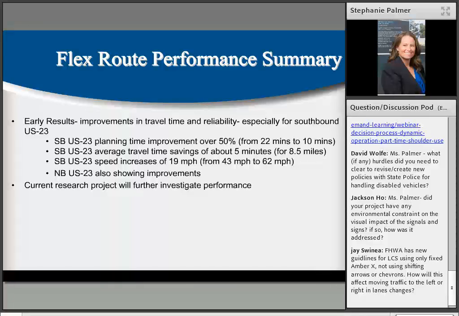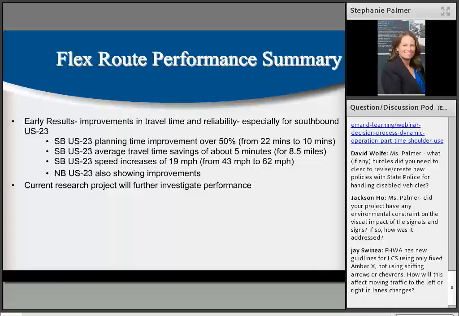But overall, we've seen some pretty good improvements, especially for southbound, because that does open up into additional lanes. We have seen an improvement in planning time of over 50%. What took 22 minutes to prepare for a drive of this 8.5 miles, you used to have to assume 22 minutes if you needed to get there on time. You can now do that in 10 minutes. We've also seen average travel time savings of about 5 minutes, and speed increases from 43 miles per hour to 62 miles per hour.